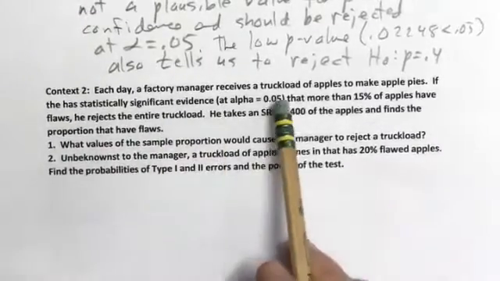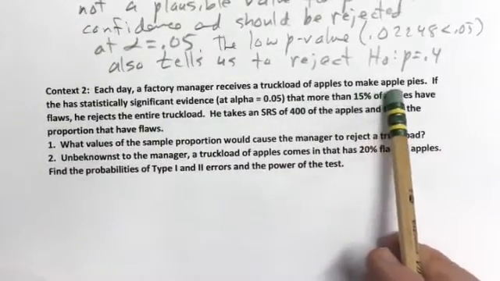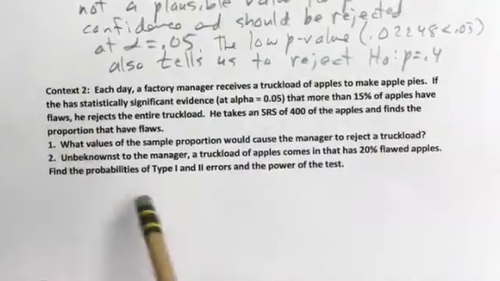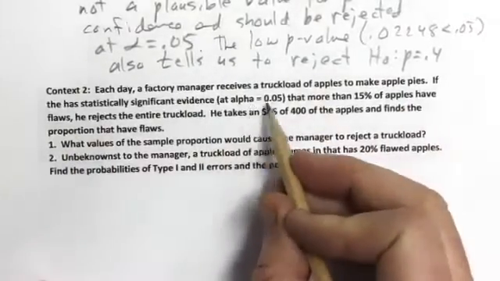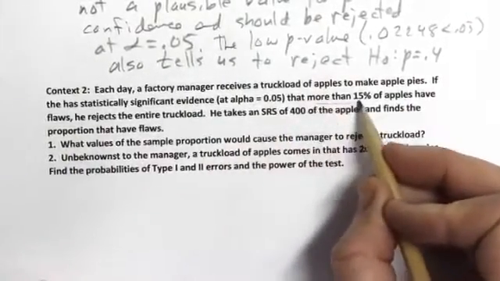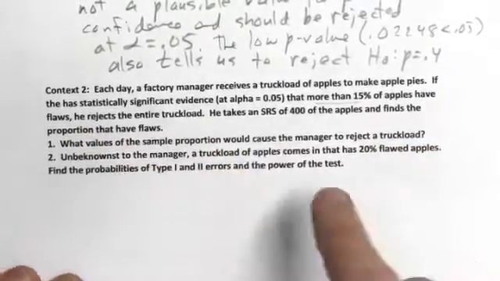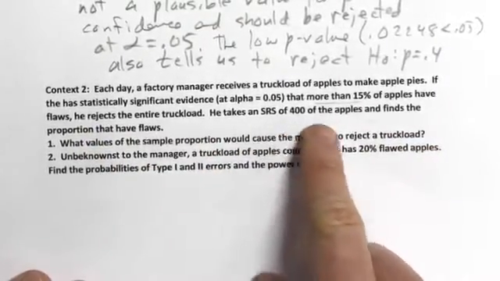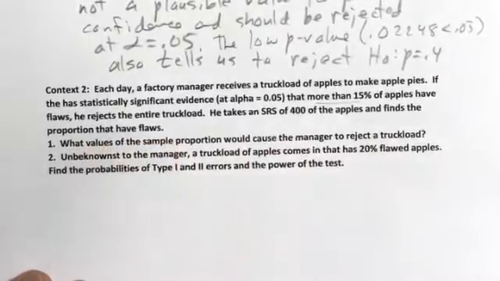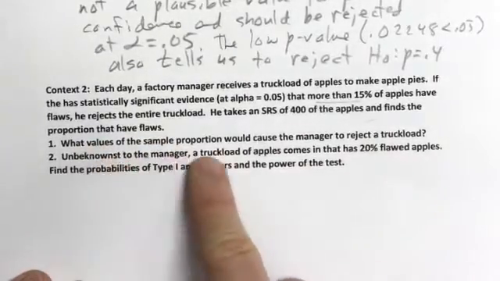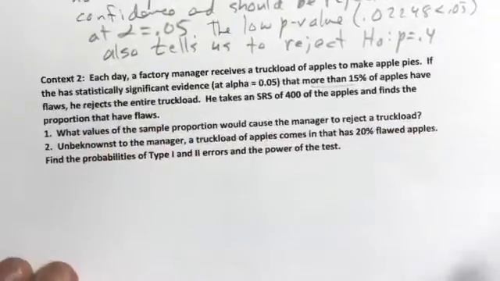Each day a factory manager receives a truckload of apples to make apple pies. If he has statistically significant evidence at alpha 0.05 that more than 15% of the apples have flaws, he rejects the entire truckload. He takes a simple random sample of 400 of the apples and finds the proportion that have flaws. What values of the sample proportion would cause him to reject the truckload?